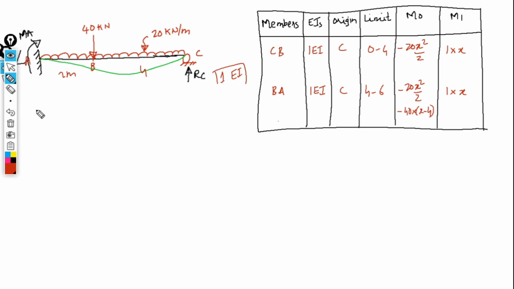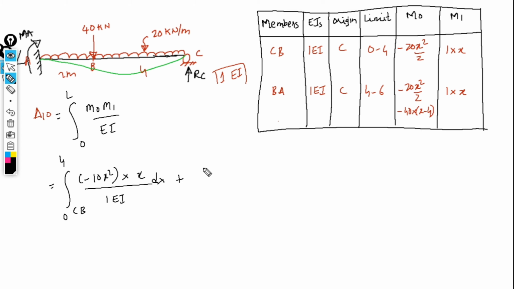So here we have two members. For member CB, the limit is 0 to 4. m0 is minus 10x square into m1 is x divided by 1 EI dx, plus one more member we have, that is BA. For BA, the limit is 4 to 6. m0 is minus 10x square minus 40 x minus 4 bracket complete into 1x divided by 1 EI dx.